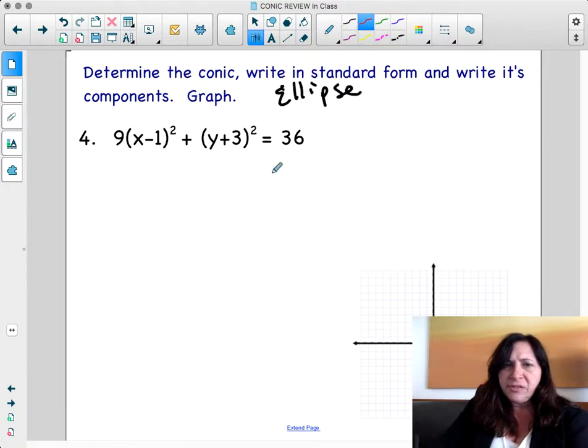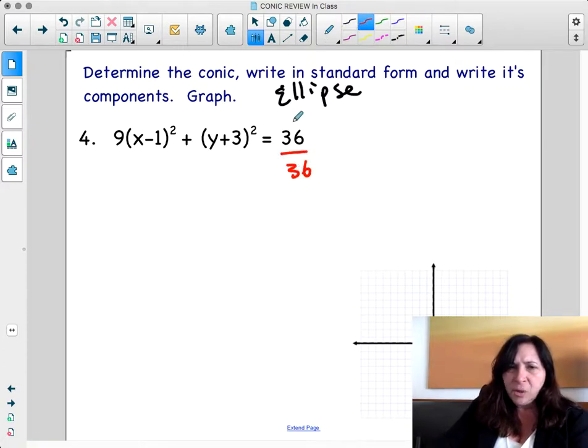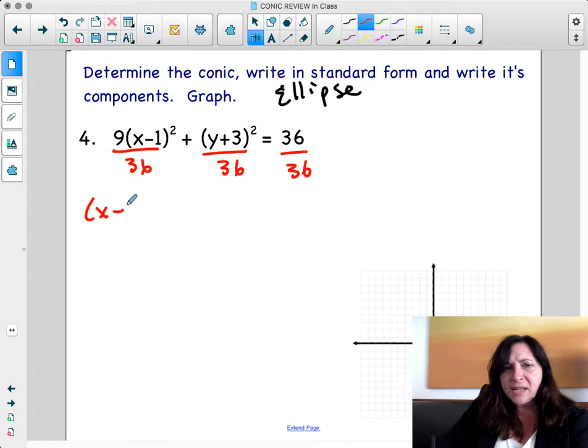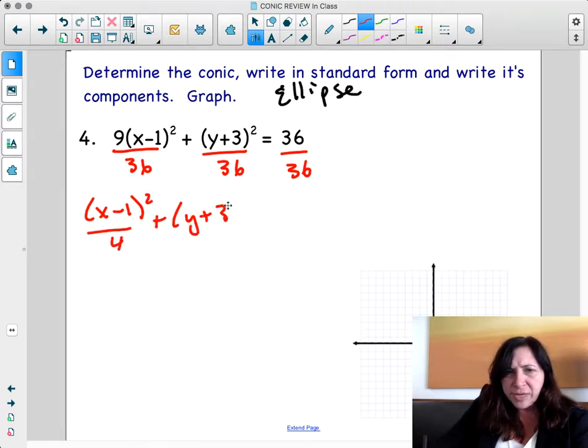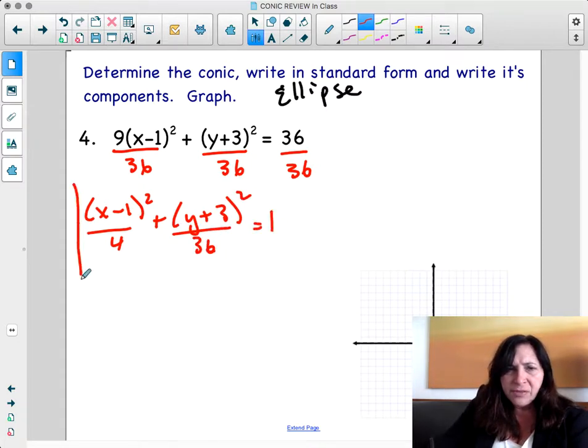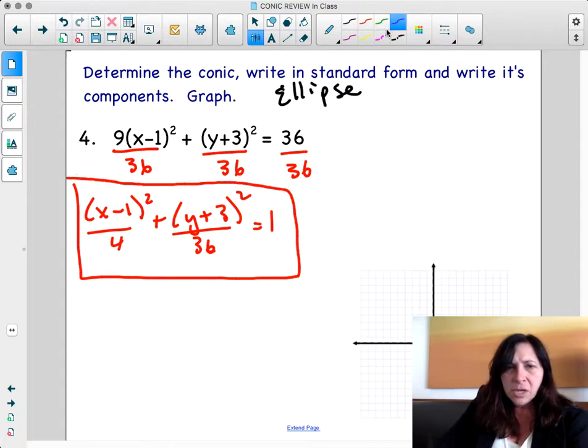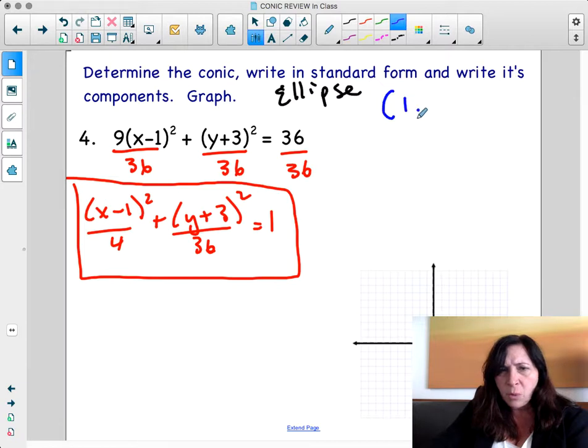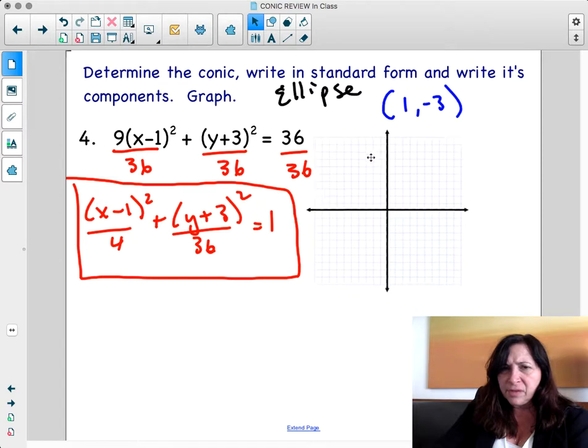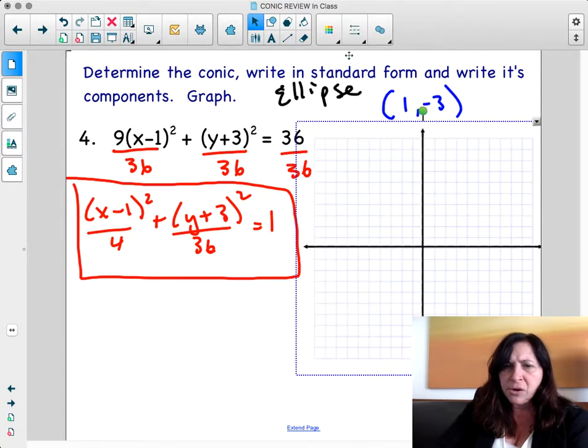We're going to put this in standard form, which means there needs to be a 1 right there. So we're going to divide through by 36. Everything divides through by 36. We're going to get the quantity x minus 1 squared all over 4 plus y plus 3 squared over 36 is equal to 1. This is the equation of my ellipse. My center is going to be at 1, -3. I'm going to graph this over here. Let's make this bigger.